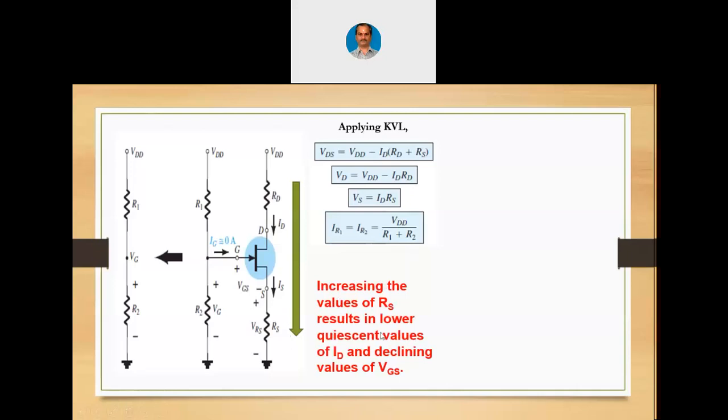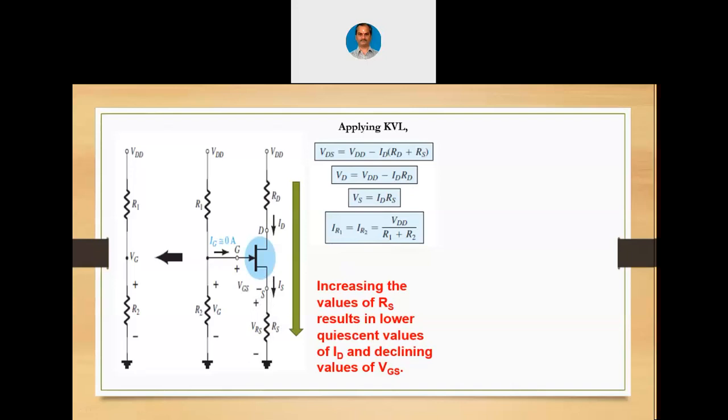Increasing the values of RS results in lower quiescent values of ID and declining values of VGS. Now look at this. If at all we increase the values of RS, what is going to happen? It is going to result in lower quiescent values of ID and declining values of VGS, because now VGS is dependent on ID. If you increase the value of RS, the source terminal is going to be more and more reverse biased because of the voltage drop across this RS, and that is going to reduce the current flowing from drain to source.